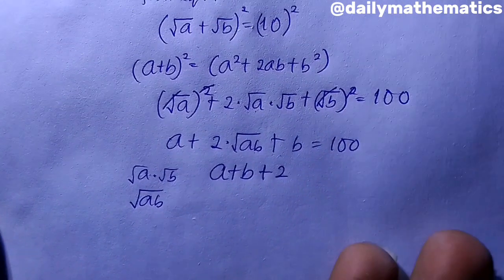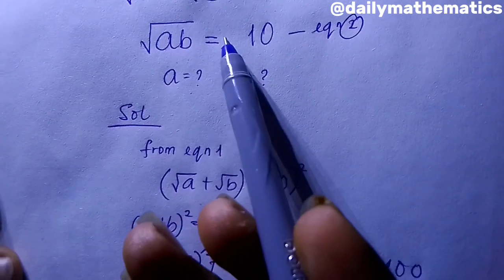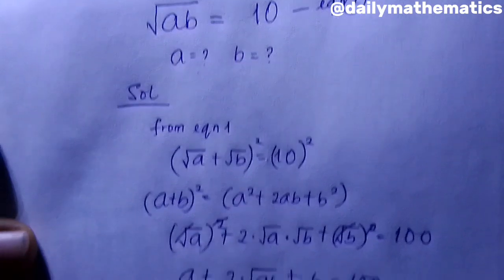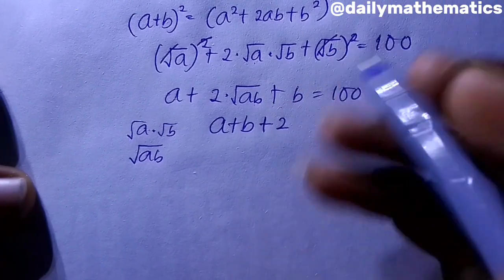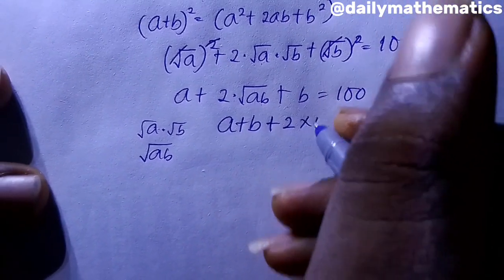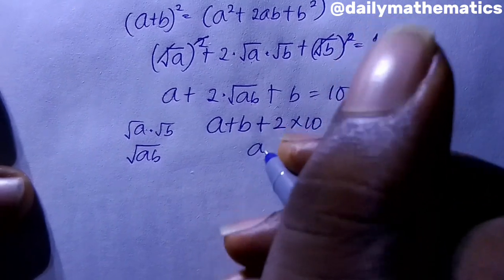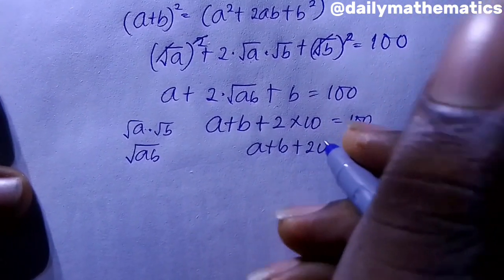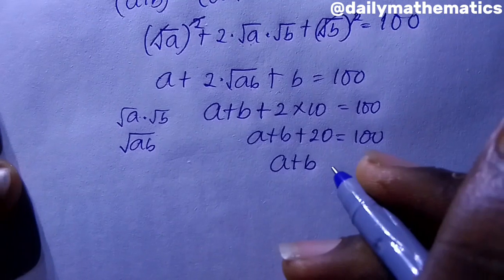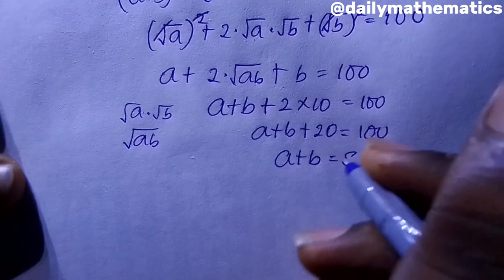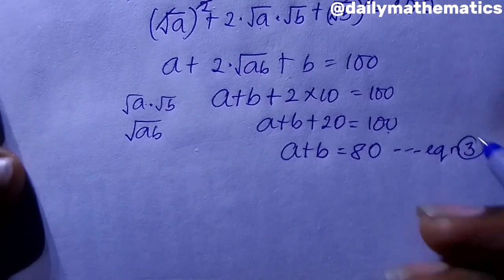Now if you can see from the beginning of our equation, root ab equals 10, so we're going to substitute that. Since root ab equals 10, instead of putting 2 times root ab, we'll put 2 times 10 equals 100. So from here we have a plus b plus 20 equals 100, and then we move this number to the other side. a plus b equals 100 minus 20 equals 80, and then we have equation 3.